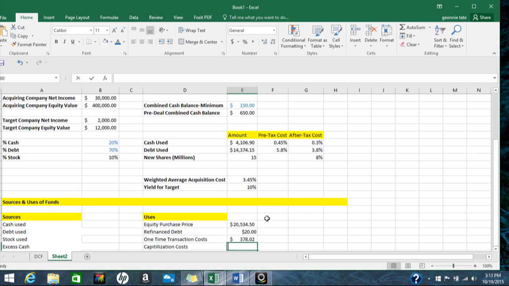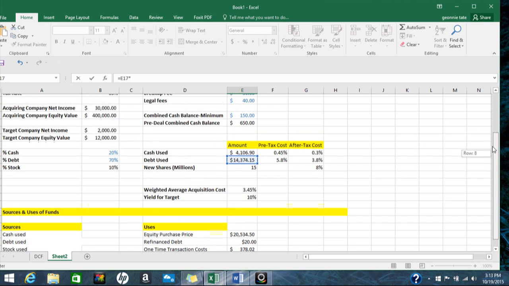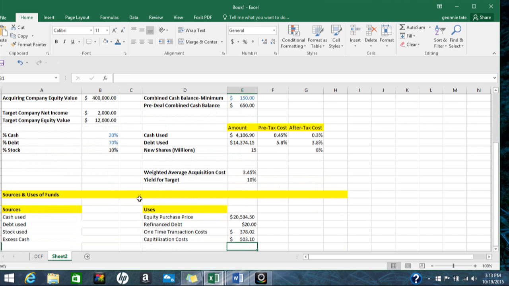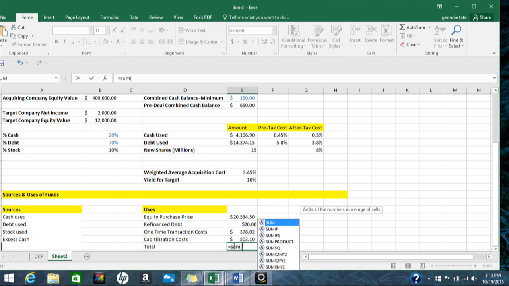The capitalization cost is next. So we need the debt used times the debt issuance fee here. And we need the total of these. I'm going to use a simple summation formula. That's it.